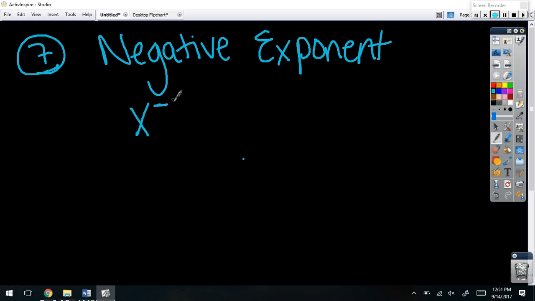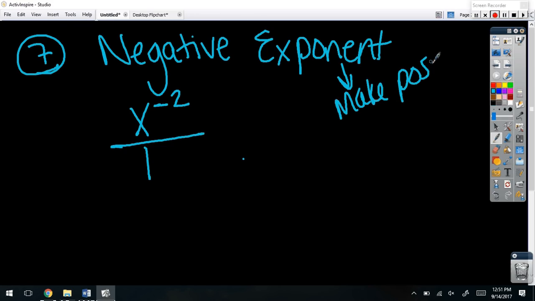Let's say I have x to the negative 2. We don't want to keep negative exponents. I'm going to put this over 1, because I can make anything into a fraction by putting it over 1, yes? When you have a negative exponent, what you have to do is make it positive and move it.